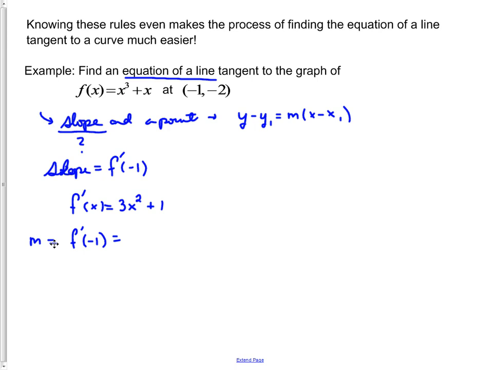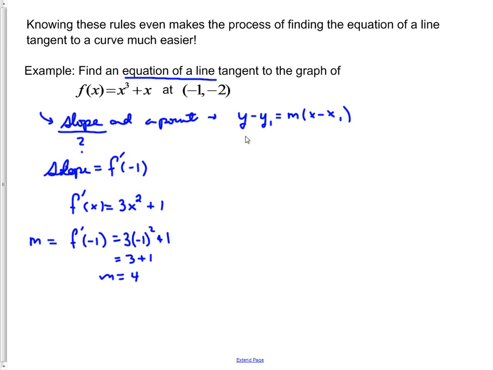So to get our slope, let's take f prime of -1, that's 3 times (-1) squared plus 1. We know that when we square -1, we get +1. That's 3 plus 1 now, and so our slope is equal to 4. Right? And so we're most of the way there.